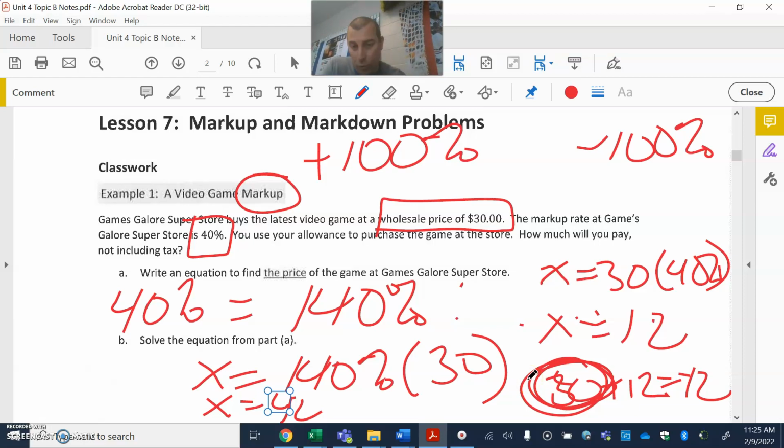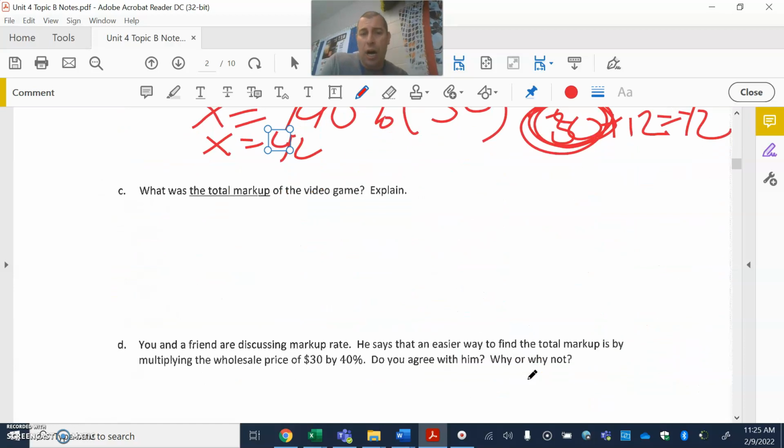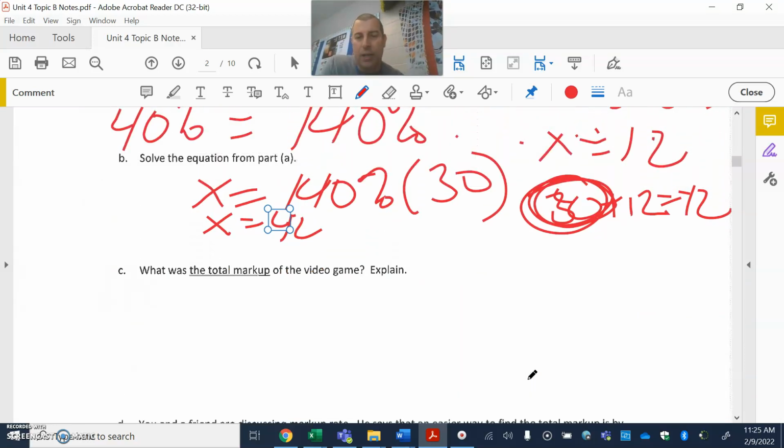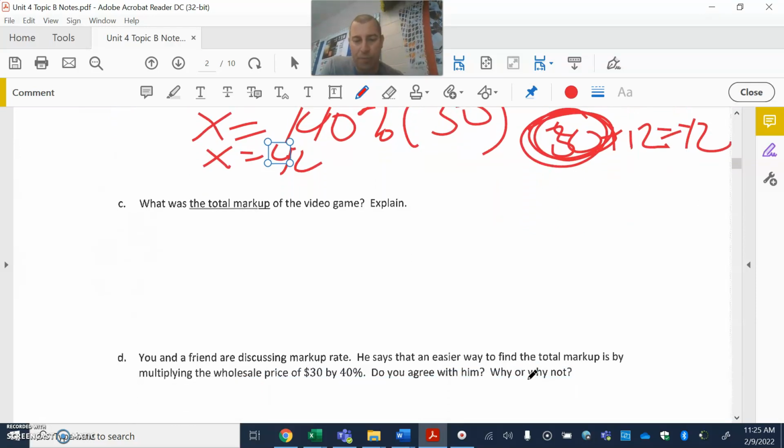There's your 140%. So again, we do want to try to take care of it at the beginning, and that way we're using the one equation. It's really going to speed things up for us. So the total markup is a $12 markup. So the total we're looking at here is that 42.